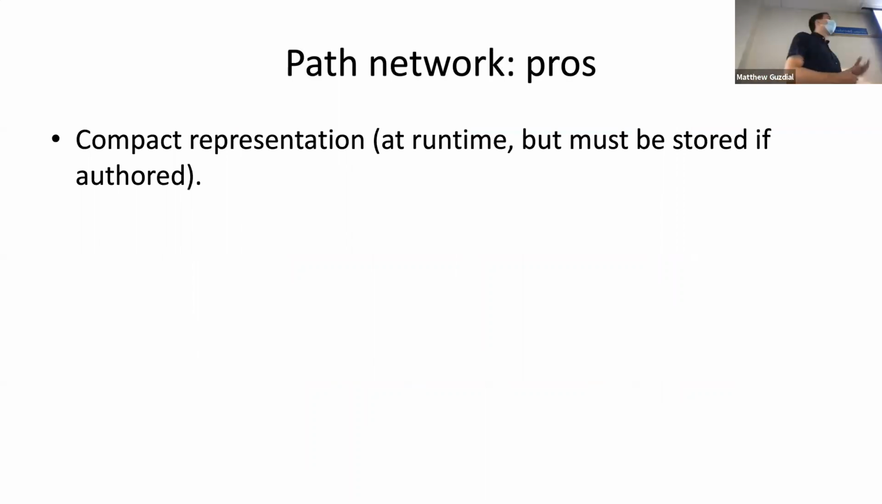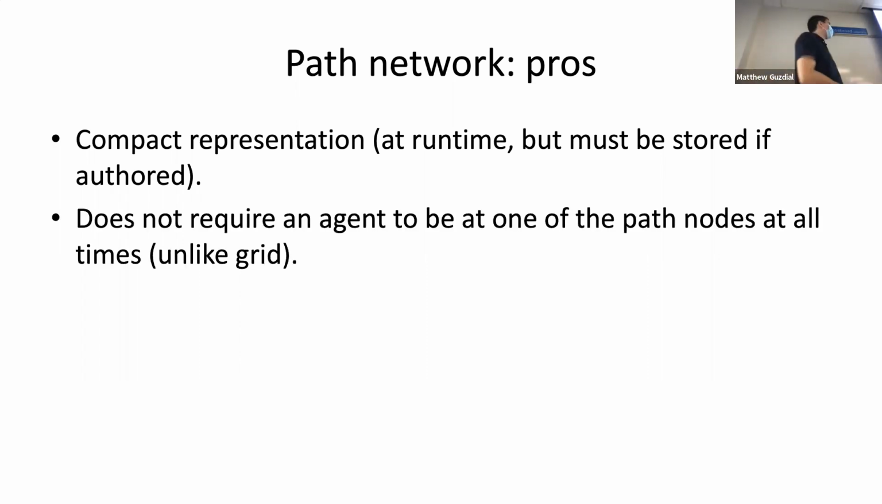Let's talk about some pros of path networks. They're a very compact representation at runtime. They have to actually be stored if they're authored, but at runtime, they're extremely compact, right? We just have a small set of nodes and a small set of edges, as opposed to a grid, which is many more nodes and many more edges. So that's a benefit. Now, if they're generated, obviously there's no storage, and it's going to be roughly equivalent to a grid at runtime.